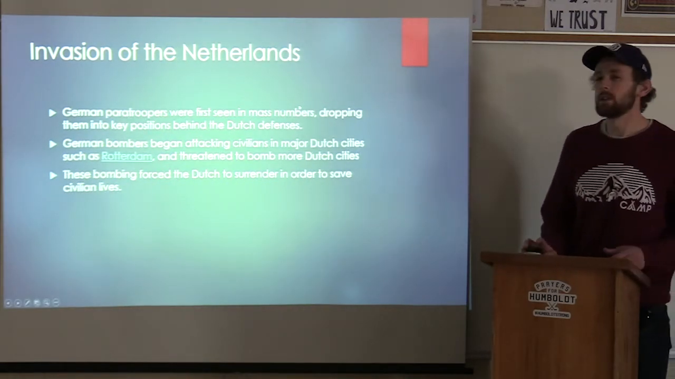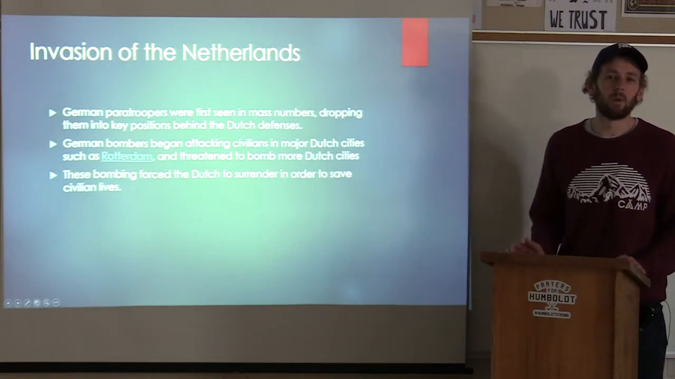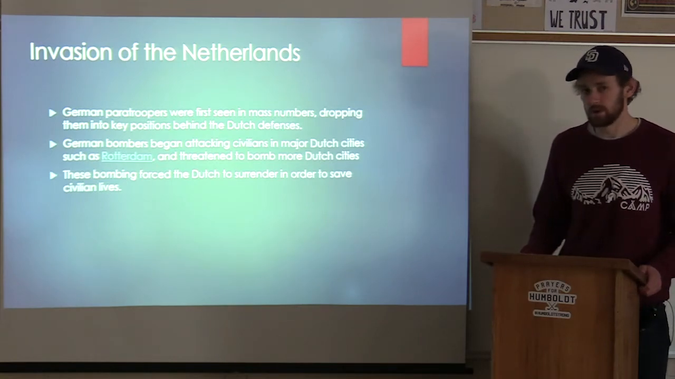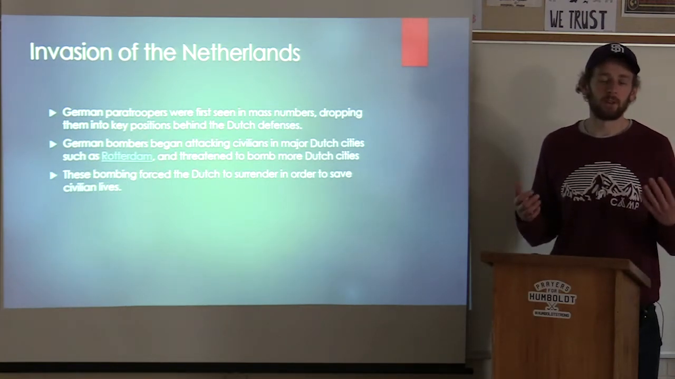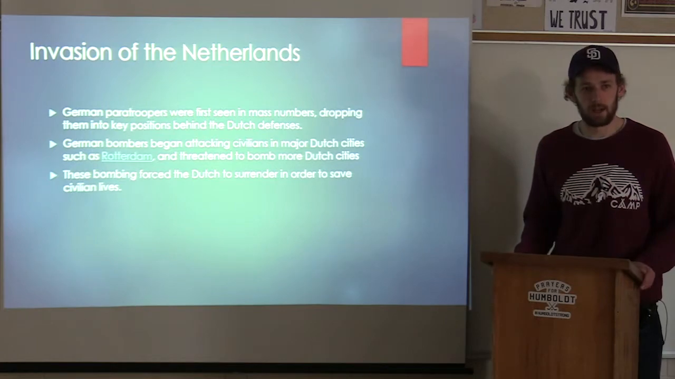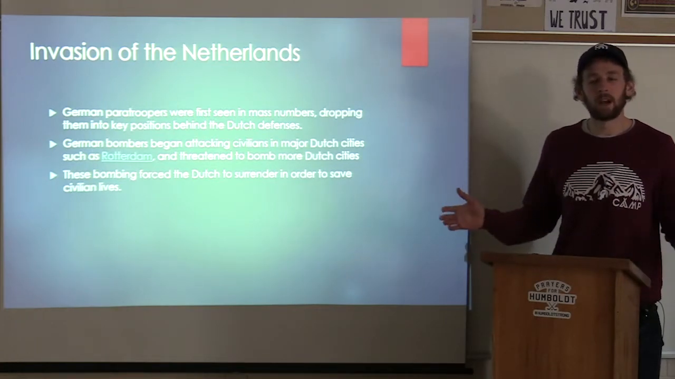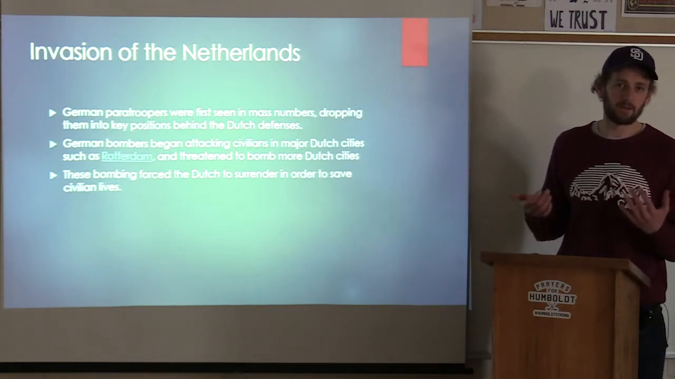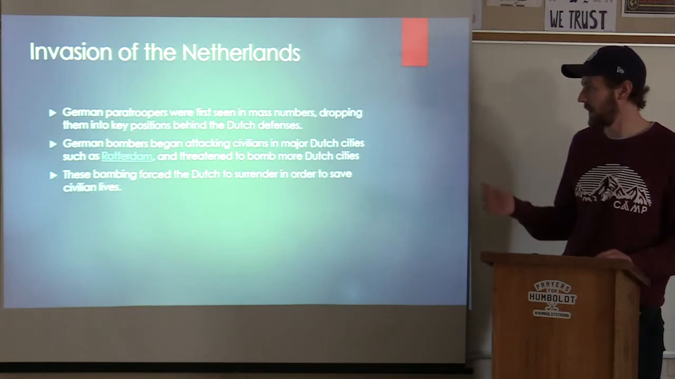So with the Netherlands, this is a little bit different because it's not so much a ground war as it is a war of the air. So the Germans drop paratroopers, so basically soldiers with parachutes, out of planes behind the Dutch lines. And they're able to get close to the city and sack cities a lot quicker than if you have to march through all the fortresses and all the barriers and all the tanks that the Dutch would have.